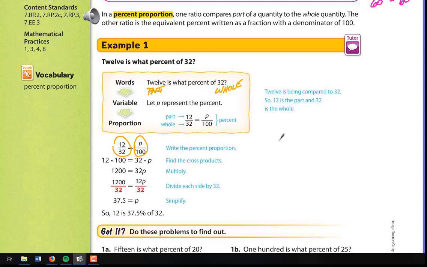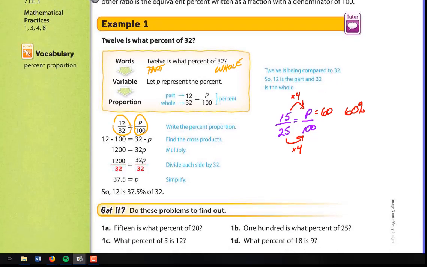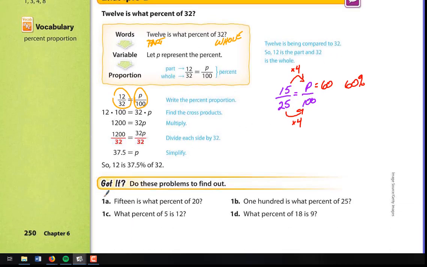If this had been the ratio of what percent is 15 of 25, part to 100, in this case where 25 times 4 makes 100, you could have multiplied 15 times 4 to get 60, which would be 60%. All right, so would you go ahead and do 1A and 1B on these got it problems? Do those, pause the video, do those, and then come back and we'll discuss.